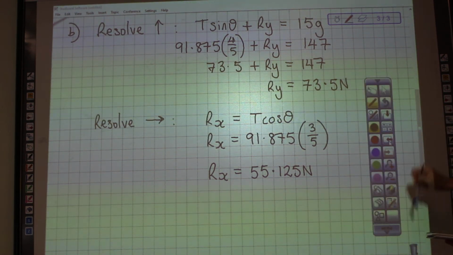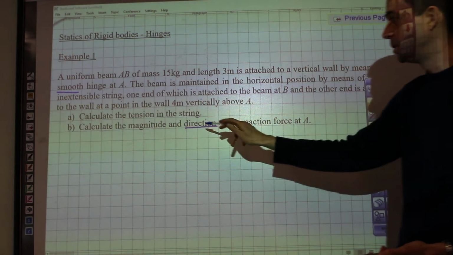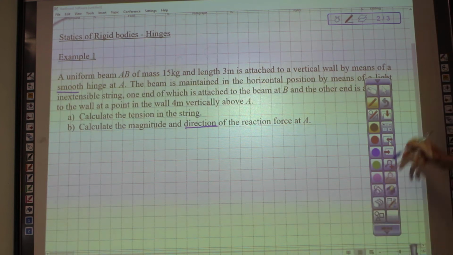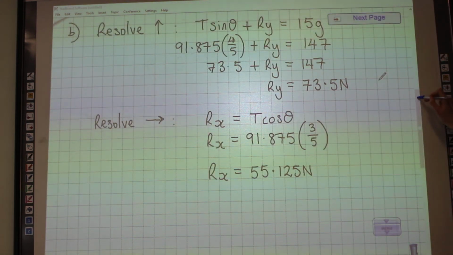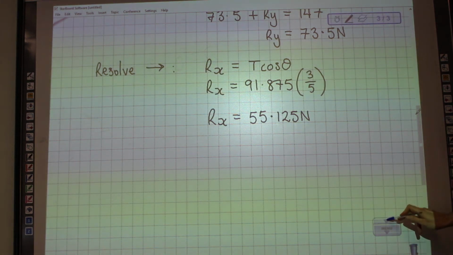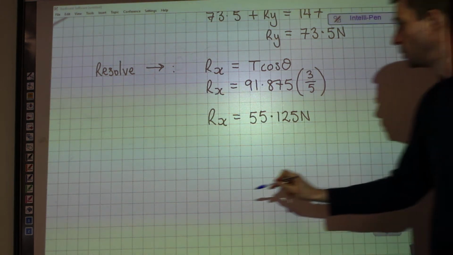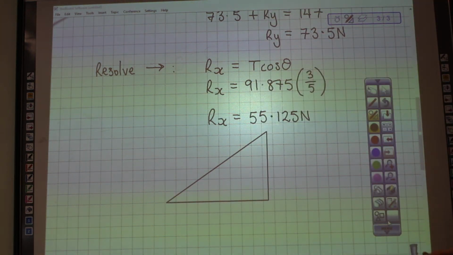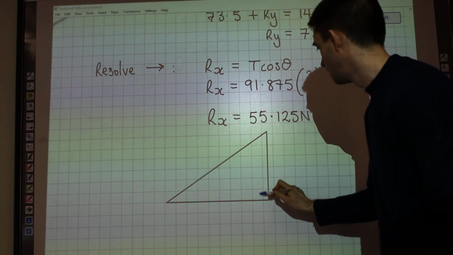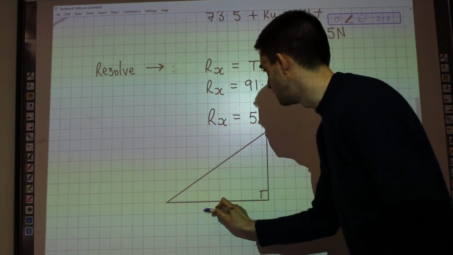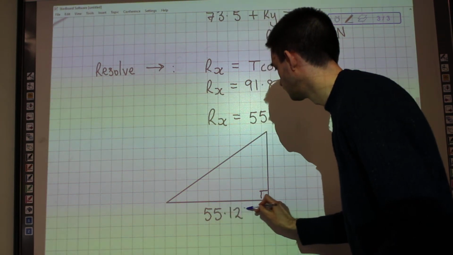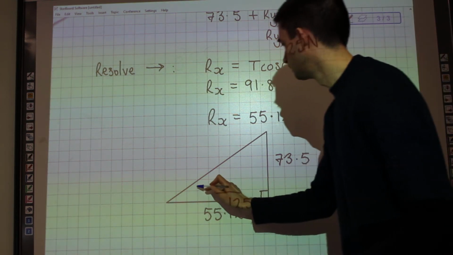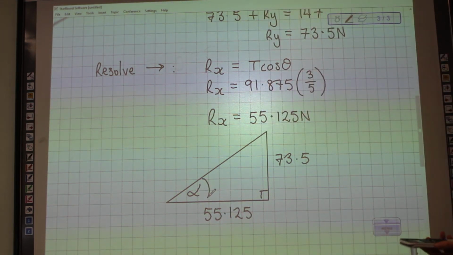However, let's look at the question. It's asking for the magnitude and direction. I don't have that yet. I have the horizontal component and I have the vertical component. So what I now need to do is say, okay, the horizontal component is 55.125 and the vertical component is 73.5. So I need to draw a triangle, I need to crack out the Pythagoras here. Horizontal component is 55.125. Vertical component is 73.5. That angle alpha is what I'm going to try and find.